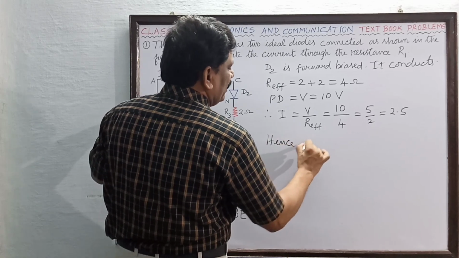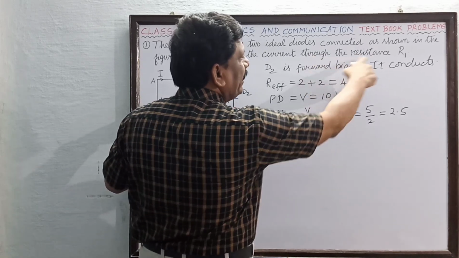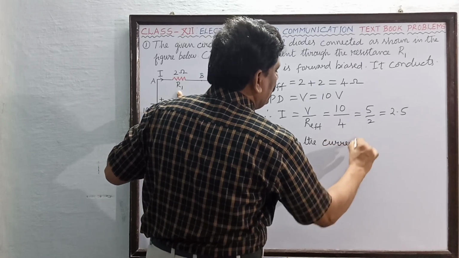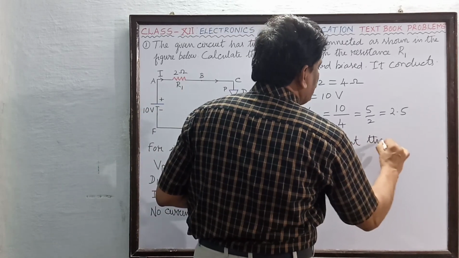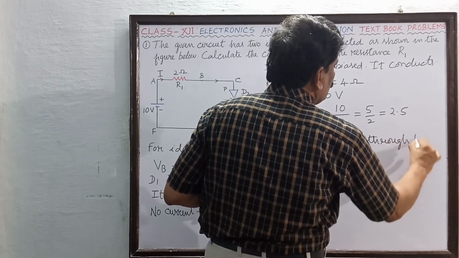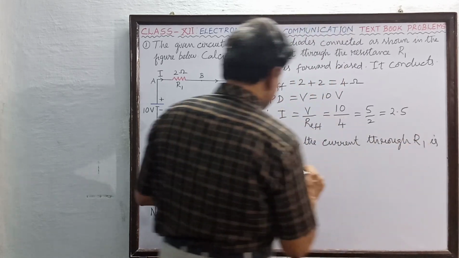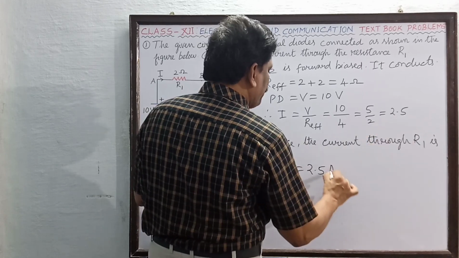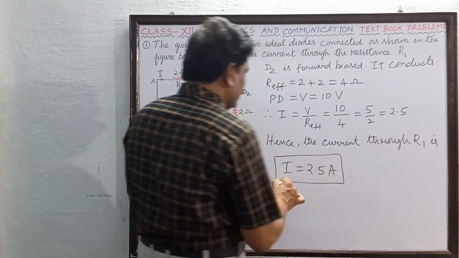Hence, what is asked here? The current through the resistance R1. So the current through R1 is I equal to 2.5 ampere. So this is the answer.